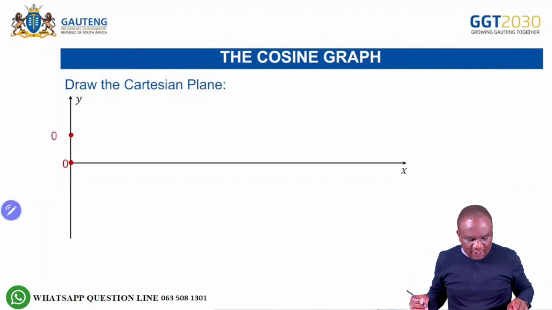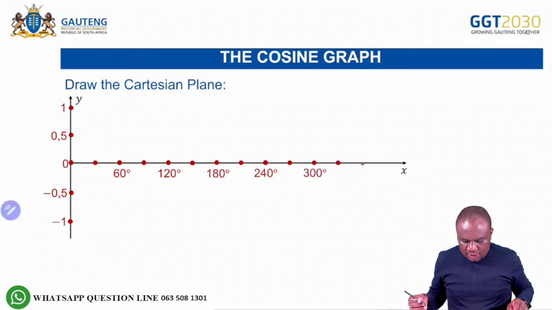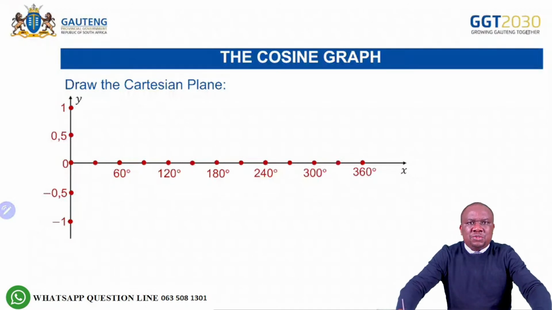You can start as I put these points. And then after I'm done, I'm going to give you 3 minutes. Okay. All right. This is the Cartesian plane up to 360 degrees. Okay. 3 minutes, grade 10s. Let's draw the Cartesian plane.